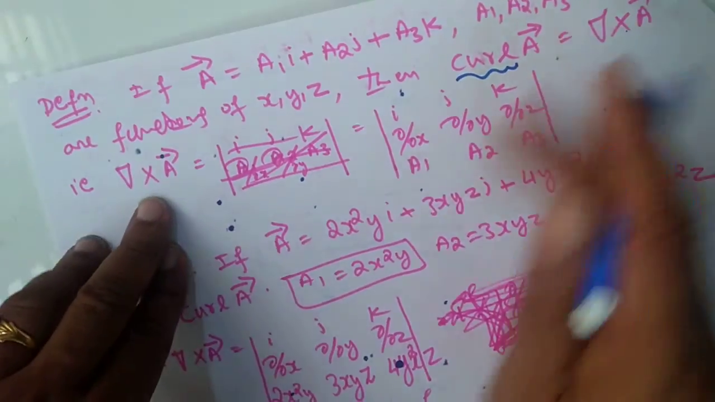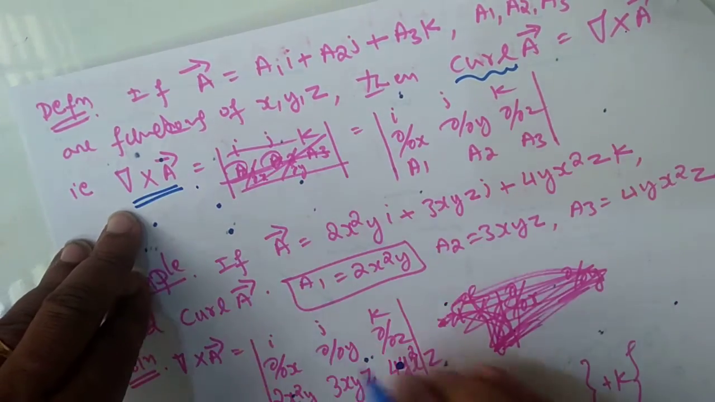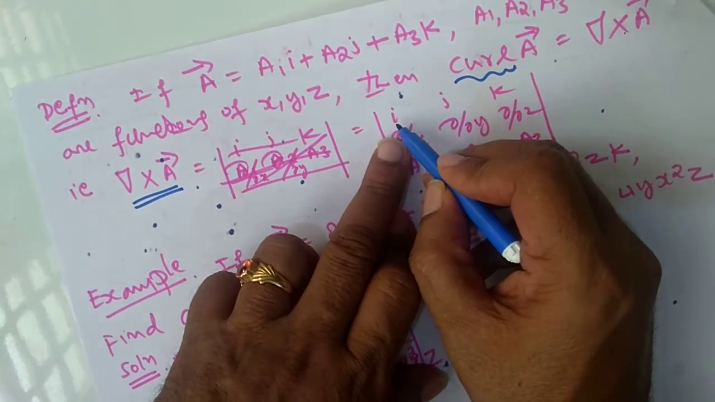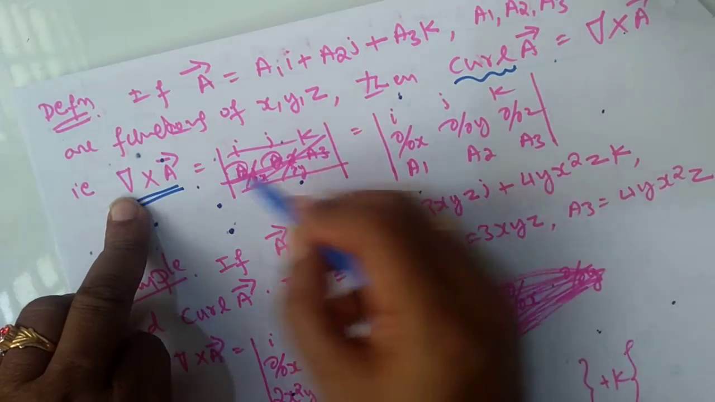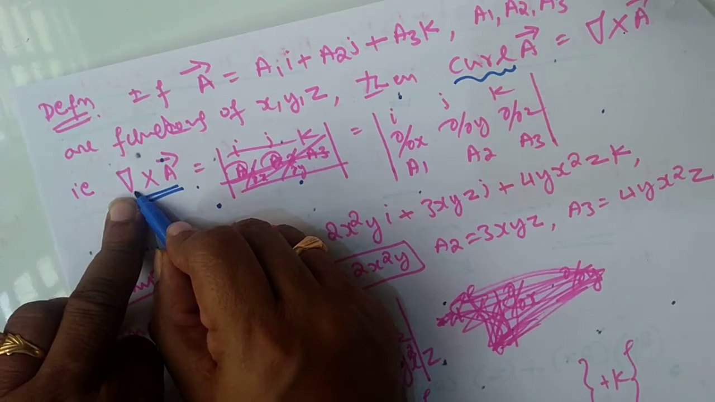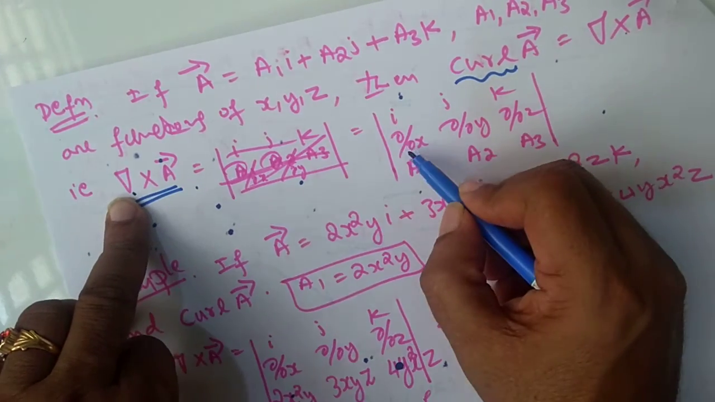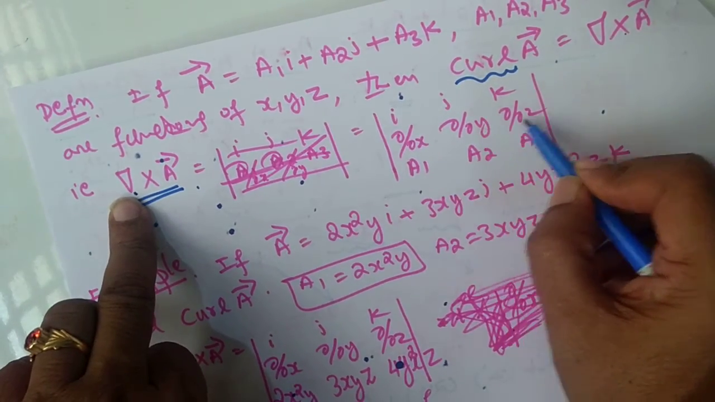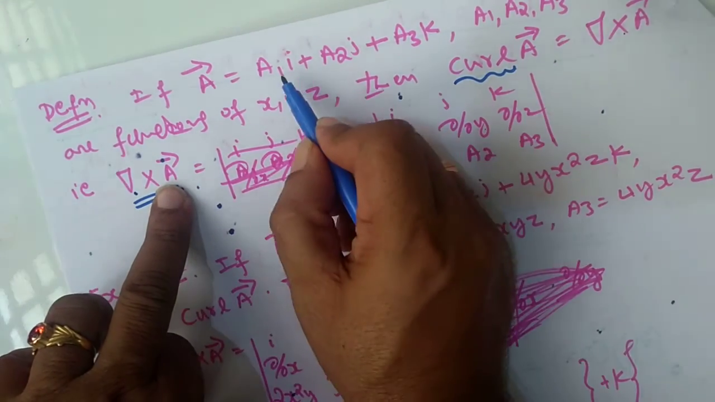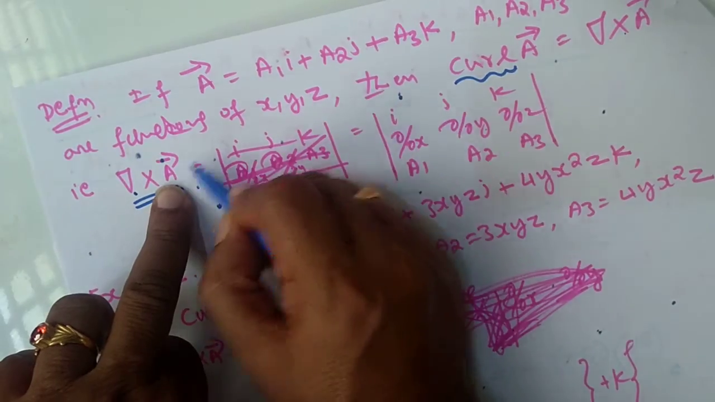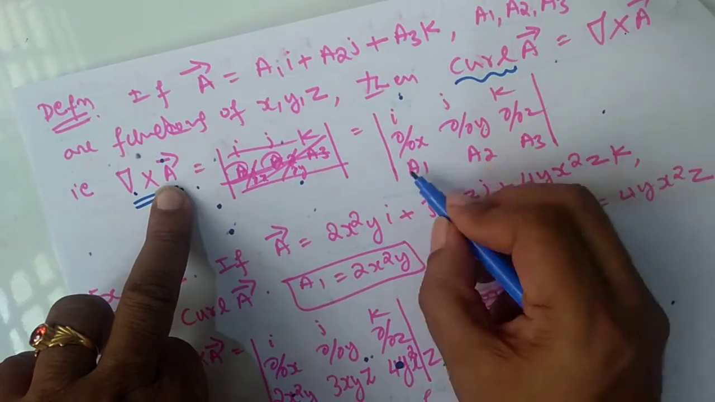Remember, curl Q means del cross Q. So now curl A, that is del cross A, is equal to, you are writing like this, i j k. Now observe, first del is coming, so corresponding to del, what are the coefficients of i j k in del? Dou by dou x, dou by dou y, dou by dou z. Now corresponding to A, what are the coefficients of i j k? A1, A2, A3.